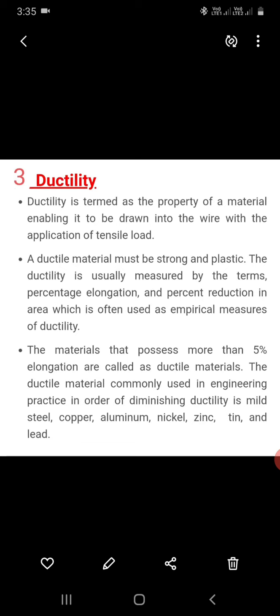So this was about ductility. Ductility means nothing but the property of a material to be drawn into wires.